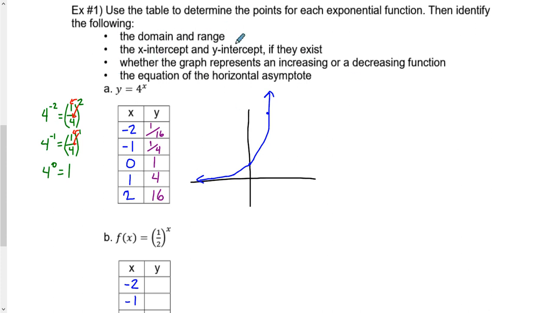Domain, range, x-intercept, y-intercept, if they exist, whether it represents an increasing or decreasing function, and the equation of the horizontal asymptote. So let's talk about the domain and range first. Our domain, as this extends to the left and keeps on going to the right, it does keep on going up, but it does keep on going to the right. It is all of our real numbers. You can plug any value in for x, and it's going to produce a number.